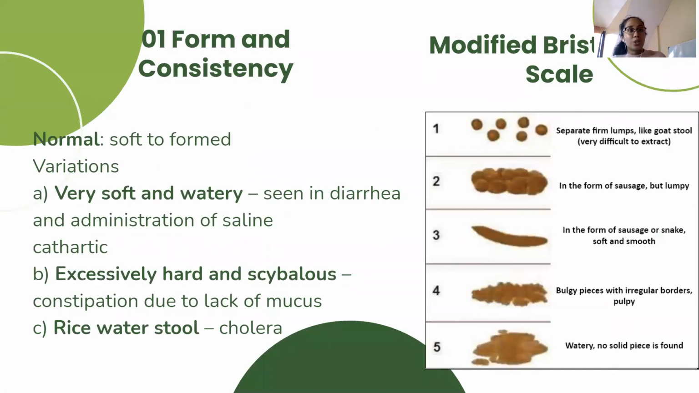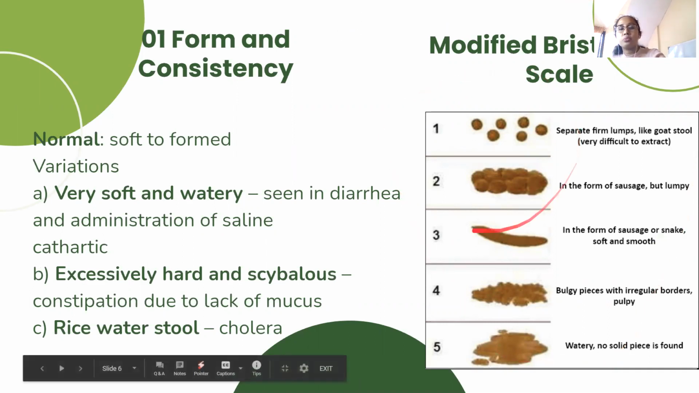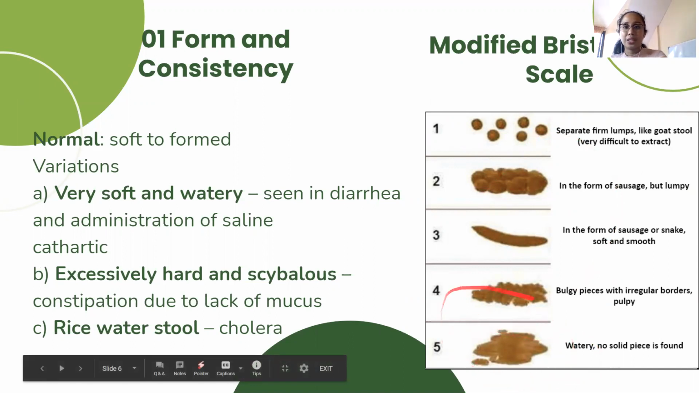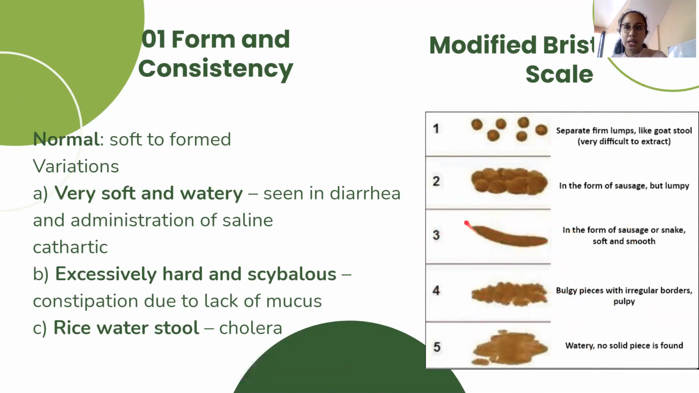So first is the form and consistency. Normally, soft to form ang consistency ng stool dapat. We have this modified Bristol stool scale and it shows the different consistencies of stool, which depend on the amount of water that's present. We have watery stool. Number 4 has bulgy pieces with irregular borders. Number 3 is in the form of a sausage or snake, soft and smooth. Number 2 is in the form of a sausage but lumpy. And number 1 is separate firm lumps like goat stool, especially if the patient is constipated, so the stool is very dry. That is the modified Bristol stool.